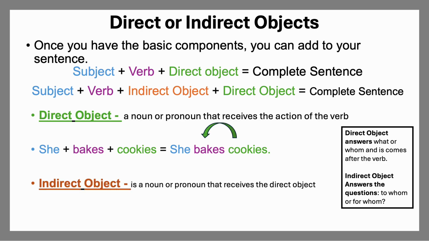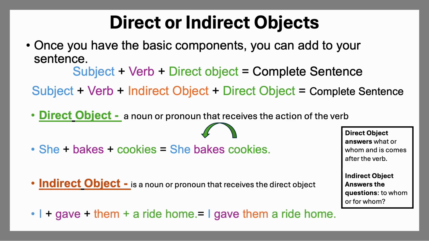Now let's look at indirect object. That can be a little tricky, so it might take some practice, but it's a noun or pronoun that receives the direct object. We're going to see an example here. I gave them a ride home. So I gave, what did I give? I gave a ride home, so that's my direct object, right? Give is my verb. What am I giving? A ride home. Now I'm going to ask, to whom do I give that ride home? I gave it to them. So ride home is a direct object. I can use that to correlate to gave, my verb.